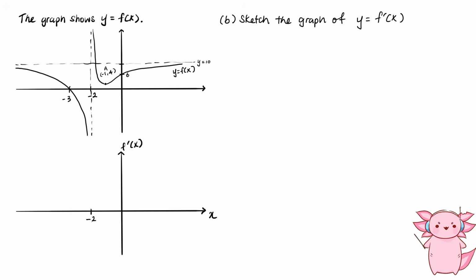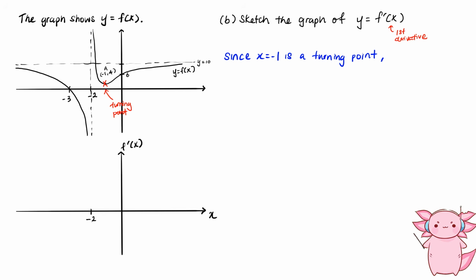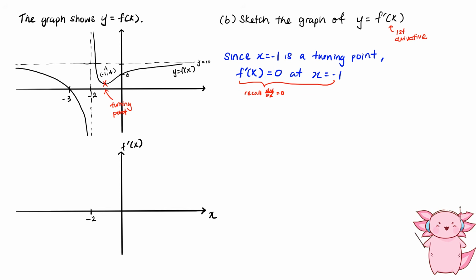Then we know that the graph goes up to 100, and then it starts again from negative 100 way down here. Next, for the same graph f of x, let's try to draw the graph of the first derivative f prime of x. Since we know that this point x equals to minus 1 here is a turning point, we know that f prime of x is equal to 0 at x equals to negative 1. So we can plot this point over here.